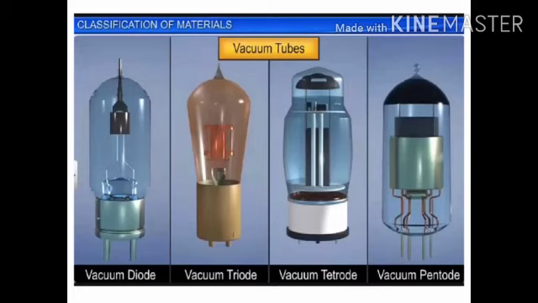In a vacuum tube the electrons are supplied by the heated cathode. So the cathode is heated, the electrons are supplied, and the controlled flow of these electrons in vacuum is obtained by varying the voltage between its different electrodes, that is the cathode and anode. The voltage applied is varied in order to control the flow of electrons.